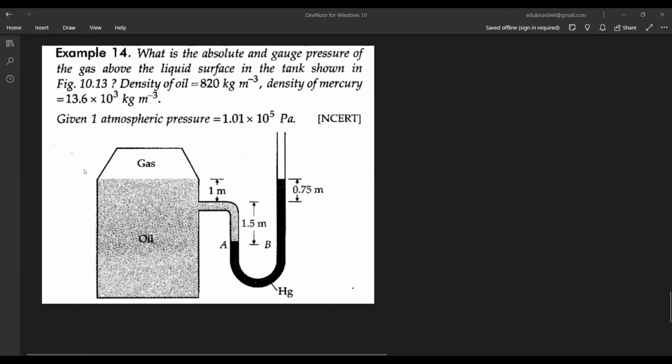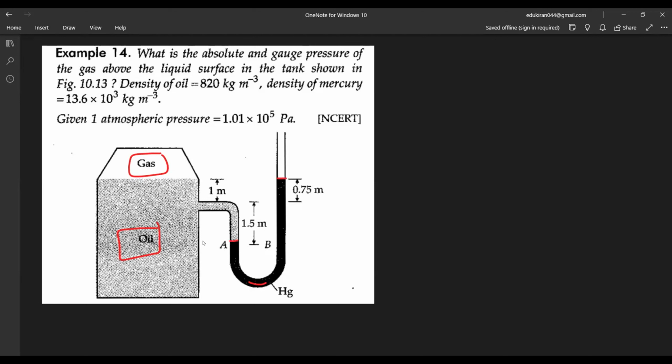See, this says, what is the absolute and gauge pressure of the gas above the liquid surface in the tank shown in this figure? Density of the oil is given as 820 kg per meter cube, and density of mercury is given as 13.6 into 10 to the power 3 kg per meter cube. One atmospheric value is already given. Markings are also made. This black portion here is mercury. This is the highest level, and this is the lowest level, A. Differences in height are already given.